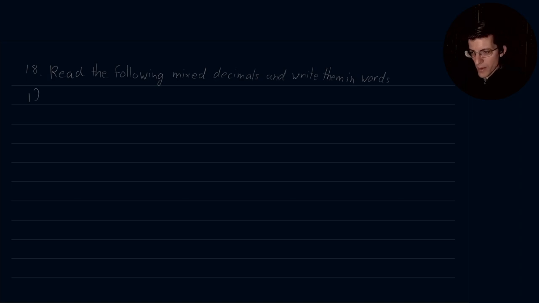Number one. What is number one? 64.85. In words, that would be 64 and 85 hundredths. Remember, we start at tenths, hundredths, thousandths. So that's how we count our positions after the decimal. So 64, and I noticed to put a comma after, so 64, comma, and 85 hundredths.